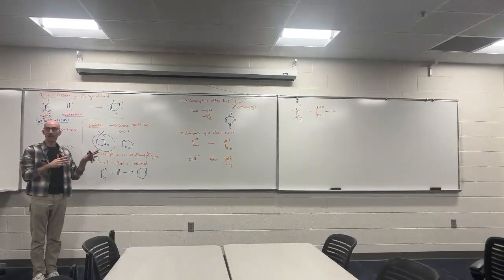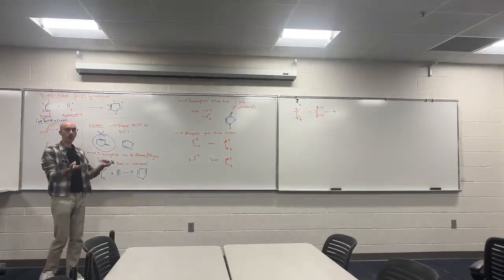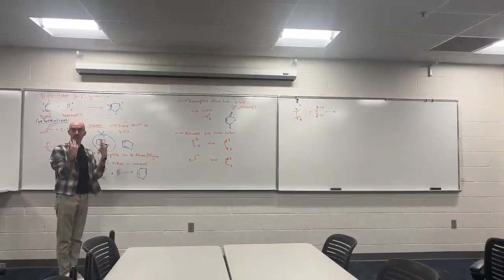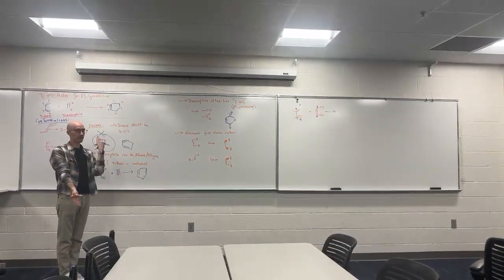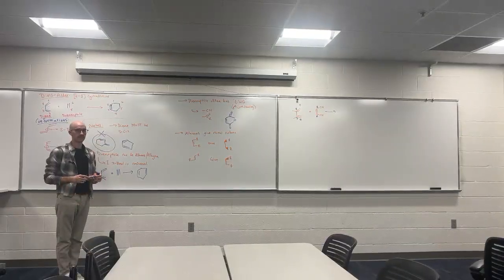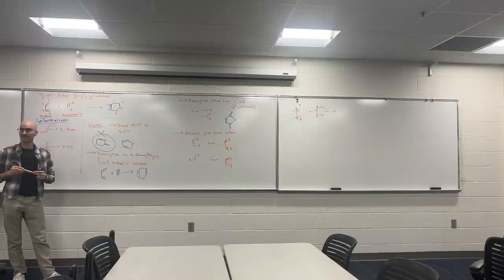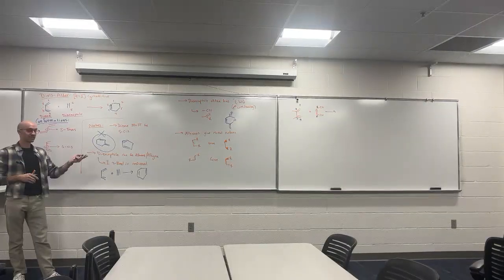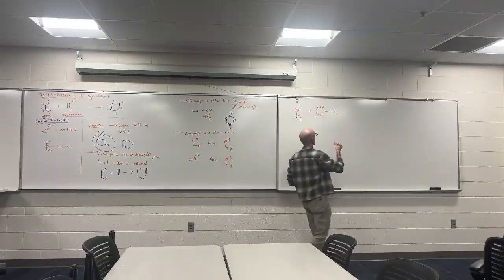Can we say whether the chiral carbons at 5 and 6 will be both wedged or both dashed, in other words, cis groups, or will they be trans? Will one be wedged and one be dashed? Cis. I've got a cis alkene. That's going to lead to a cis configuration at the chiral centers.